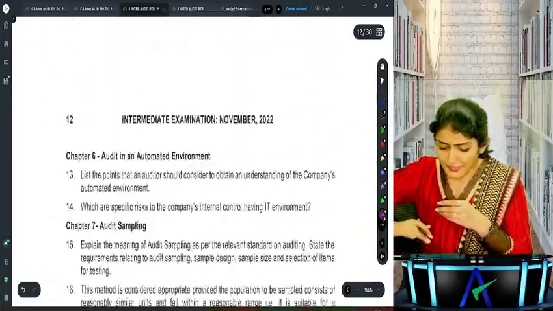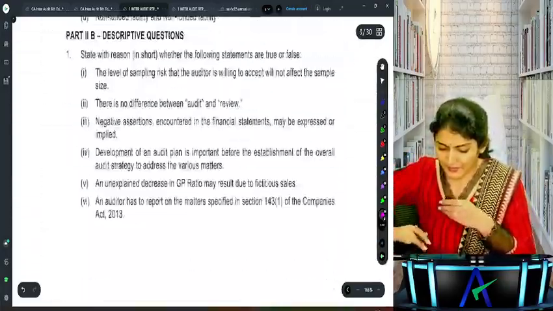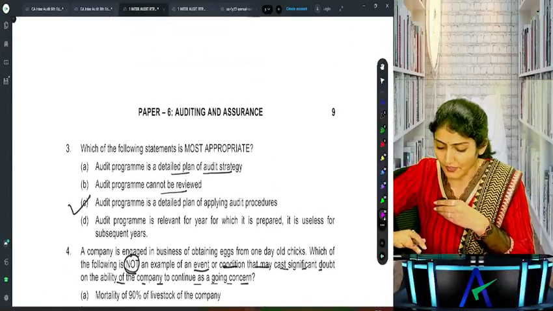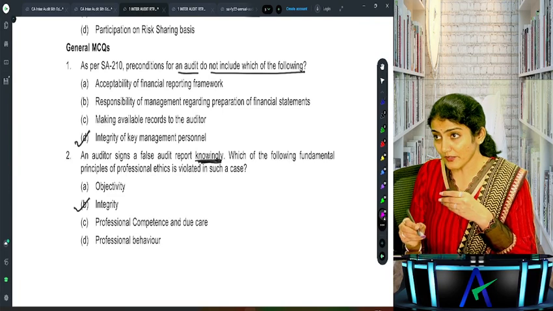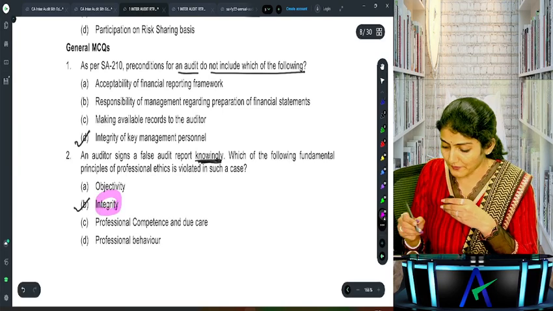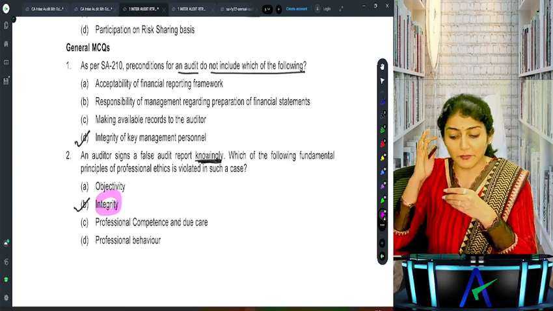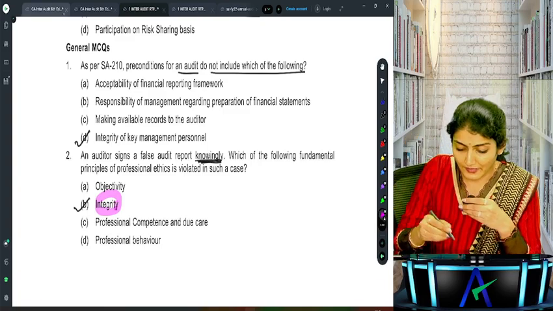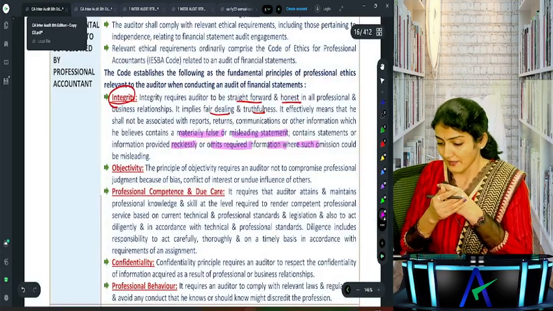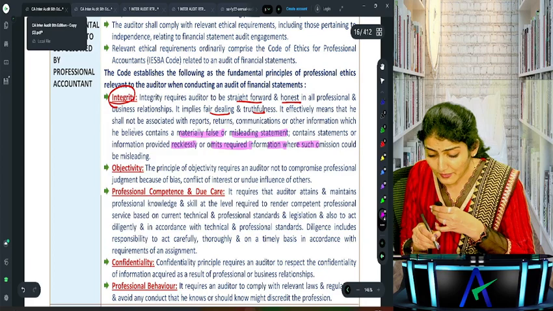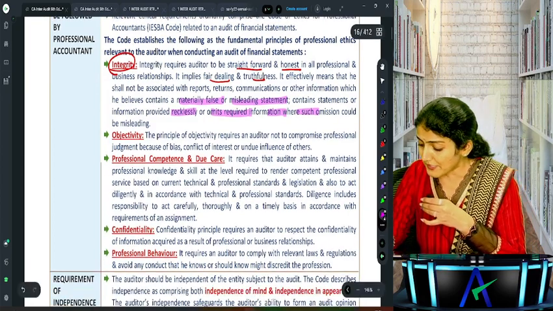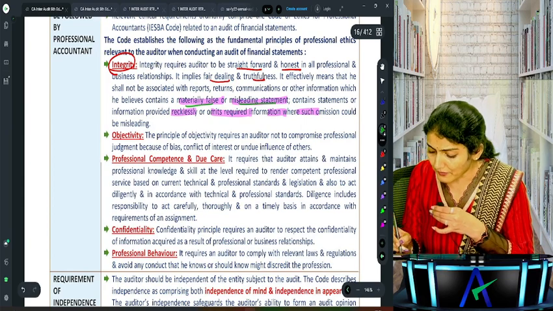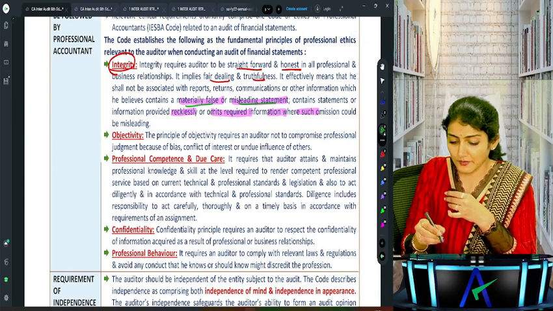Based on that, they had prepared an MCQ in the exam: a CA signs a false report knowingly. Which of the following fundamental principles of ethics has been violated? We said integrity. Knowingly means he will not associate with returns, reports and certificates which he knows or believes contain a materially false or misleading statement. So that's integrity.